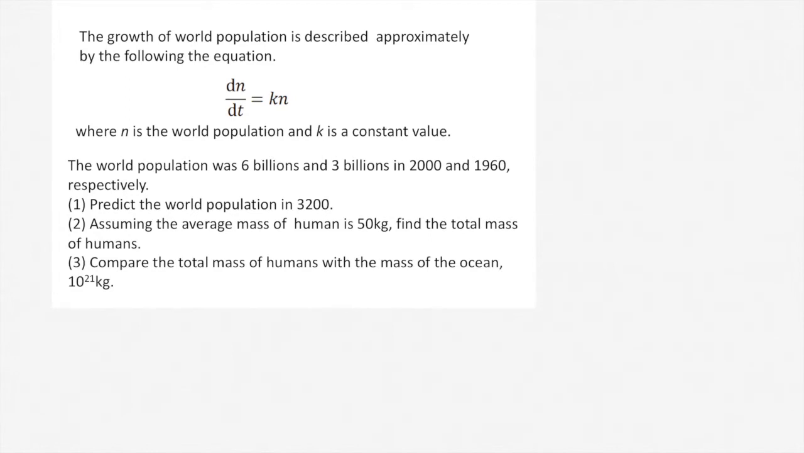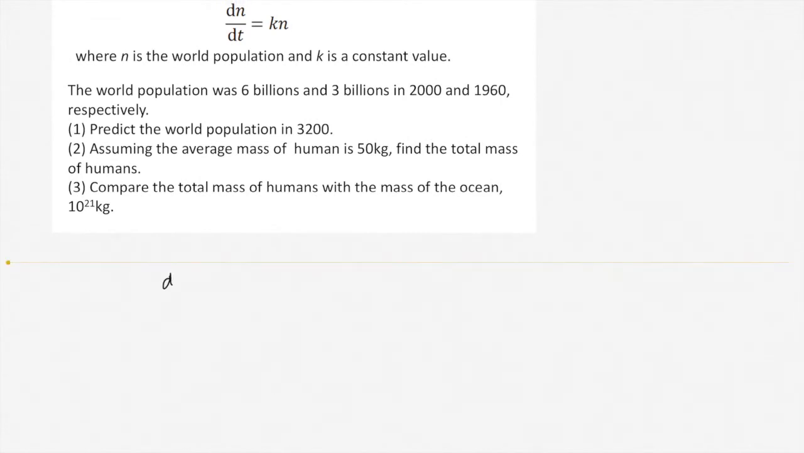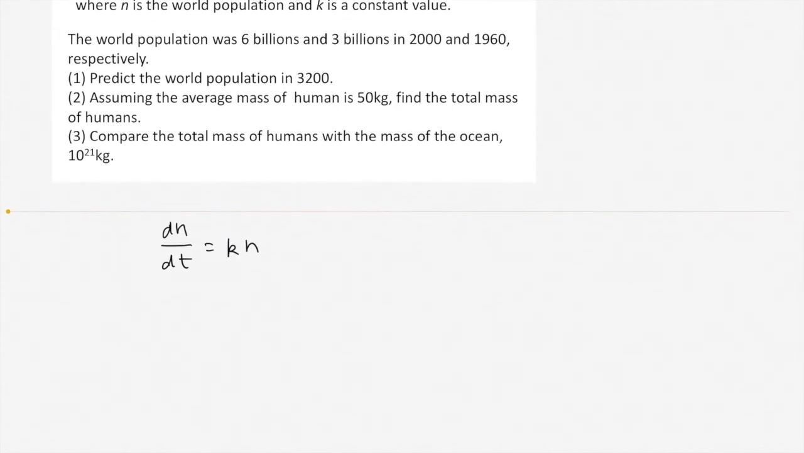The first question is to predict the world population in 3200. To solve this question, we need to solve the differential equation: dn over dt equals kn. To solve this equation, we can collect all the n terms on the left-hand side, and the right-hand side is t. So dn over n is equal to k dt.